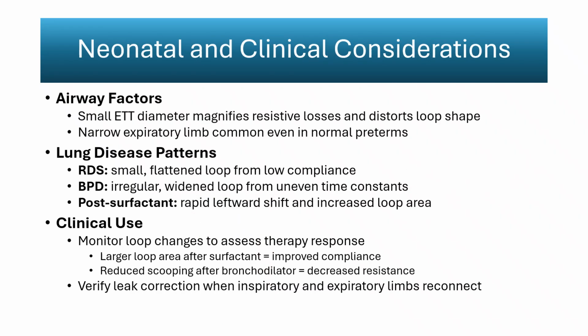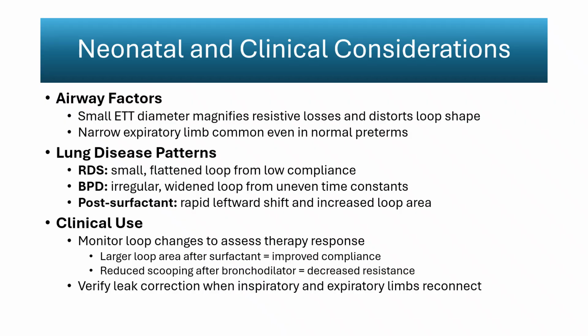In neonates, the small internal diameter of the endotracheal tube amplifies resistive losses. Even mild narrowing produces a noticeable reduction in flow, and the flow volume loop becomes distorted as a result. The small tube magnifies any secretions, kinking, or malposition, causing the inspiratory and expiratory limbs to flatten or narrow. Because neonatal airflow passes through a very fine lumen, the expiratory limb frequently appears narrowed even in normal preterm infants. This reflects the naturally small airway size rather than true pathology.